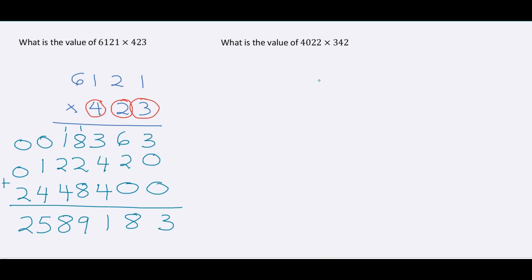Now, a final example that does not require carrying in your multiplication. We have 4022 and 342. Now we multiply this together. We're going to start from the multiplier, from the right-hand side. So 2 multiplied by 2, we have a 4. 2 multiplied by 2, we have a 4. 0 multiplied by 2, we have a 0. 4 multiplied by 2, we have 8.